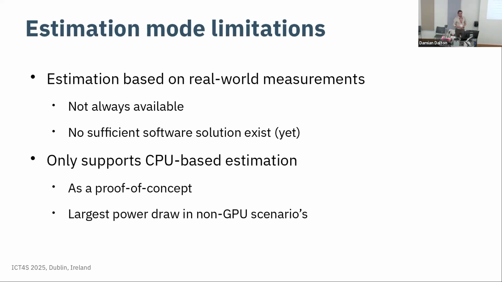Also, KubeWatt only supports the CPU-based estimation. We did this because we were running a proof of concept where that was more than fine, because it's the largest power draw in, well, non-GPU or FPGA or any other accelerator scenario. If we were to develop KubeWatt further, obviously, we should implement support for multiple components like CPU, GPU, or any other parts of the system that are using significant power.